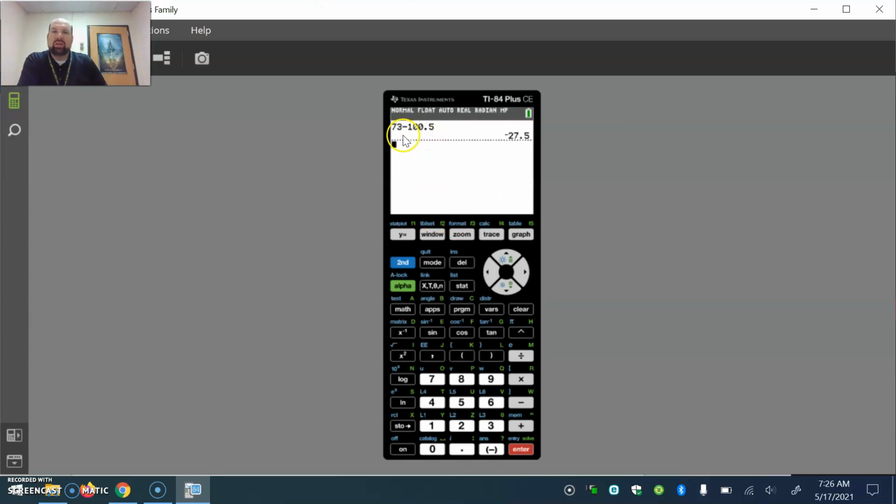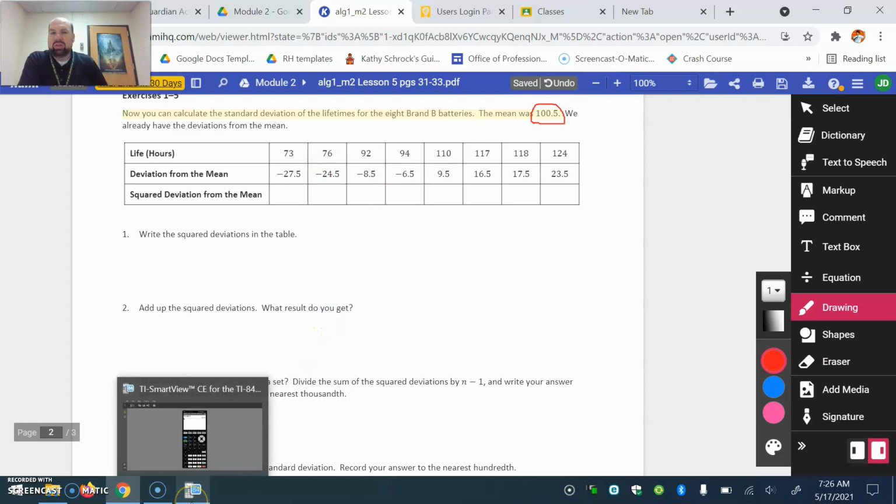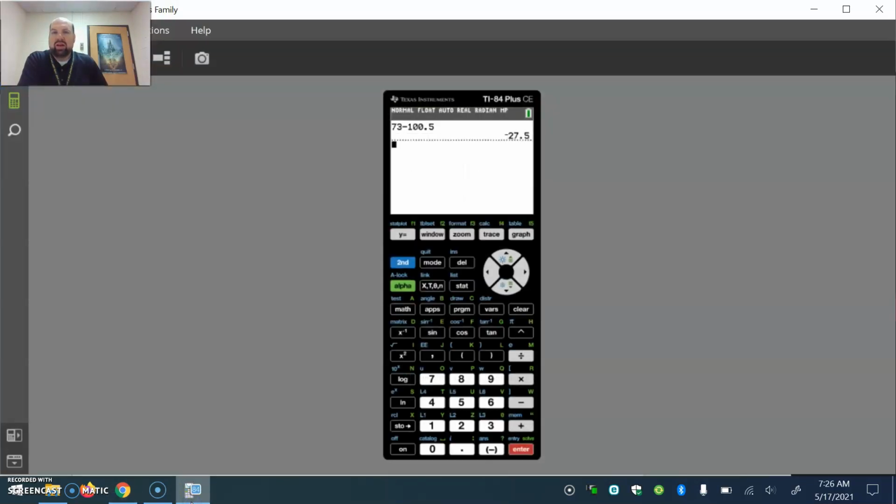Look at that. I already did the first one. So our first value here is 73. We know our mean is 100.5. That is given to us, but we found it in a previous lesson anyway. If you wanted, you could add up all these numbers and divide by 8 and get it. But we don't need to do all that. So we have our answer of negative 27.5.